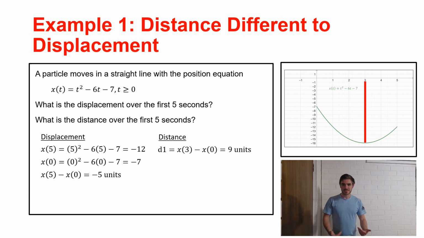We do this the exact same way as before. We find the positions at those spots and then subtract the start from the end. This gives us a net distance of 9 units. We're dropping the negative sign because distance doesn't care about direction. 9 meters is 9 meters.